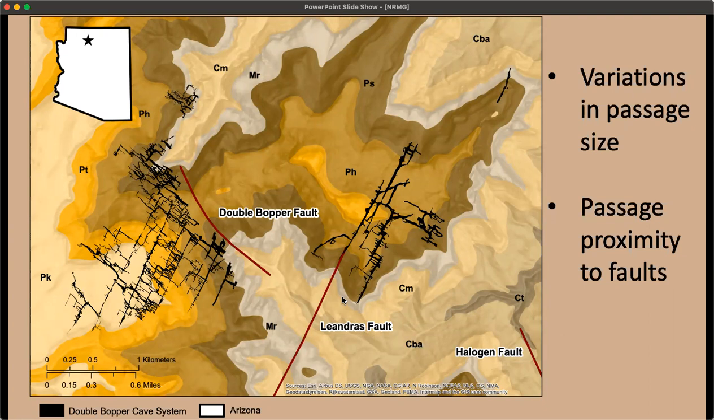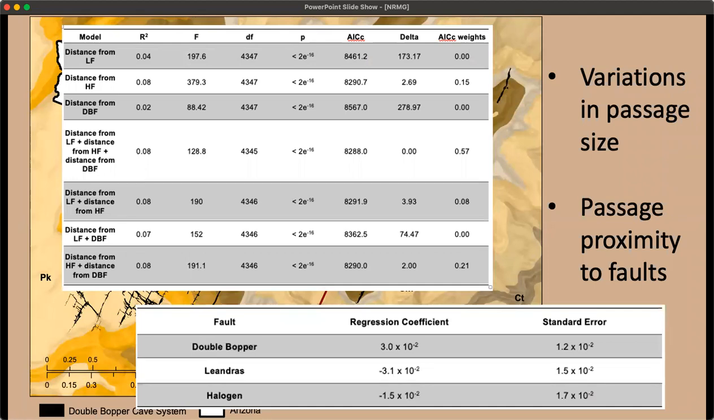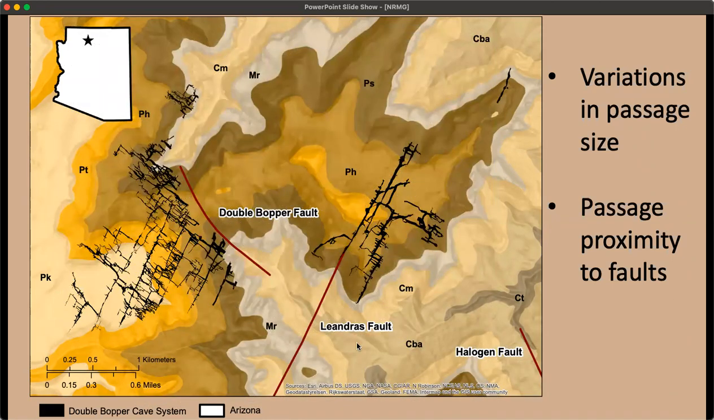shown on this figure. And we used a combination of linear regression to identify relations in passage size and proximity to major faults. So it makes sense that we would have these large faults conveying speleogenetic fluids. Also, I'd like to point out how the Leandris fault completely intersects Leandris Cave. And also, this is a really good viewpoint of how entrances are juxtaposed across from each other before incision of the Colorado River would have eaten away the cave system right here. So in short, we've identified that the Halogen or the Leandris fault were the likely sources of speleogenetic fluids using GIS and statistics.